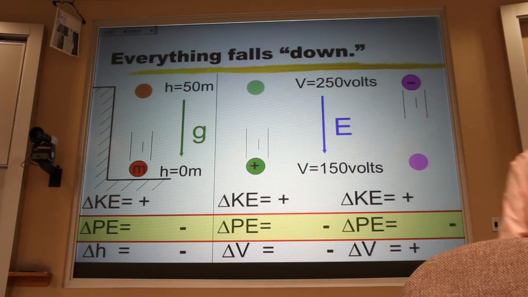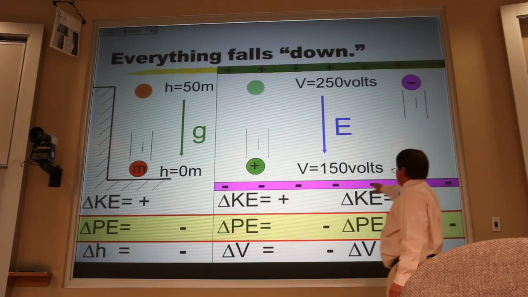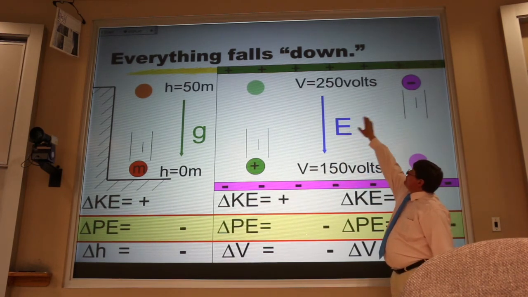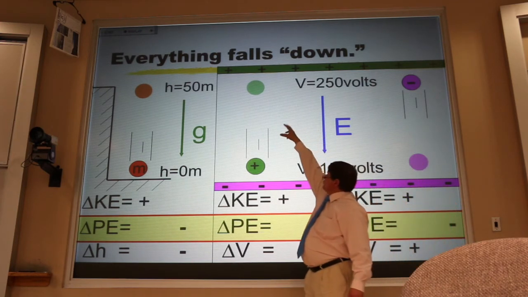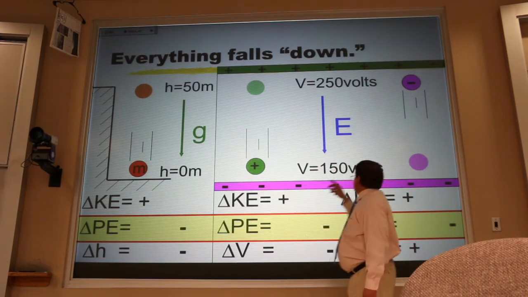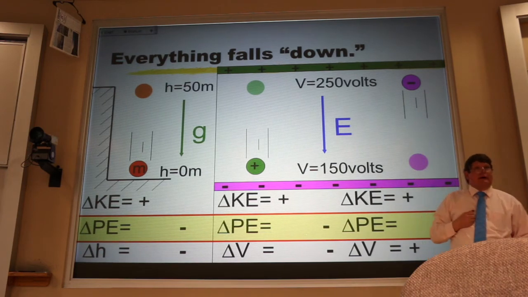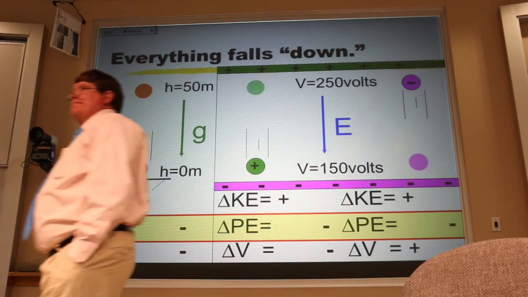Now those voltages there could be caused by plates, where this is a negative plate near the low voltage region and a positive plate near the high voltage region. This positive charge is racing towards the negative plate. This negative charge is racing towards the positive plate. And that's what's causing the increase in speed.